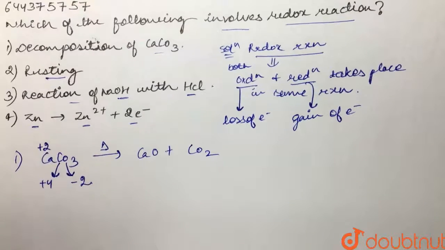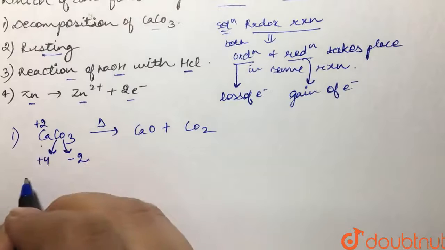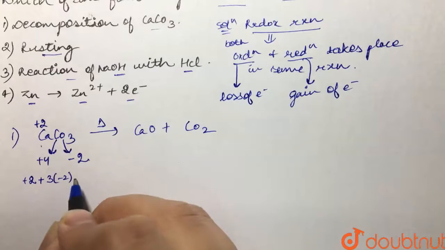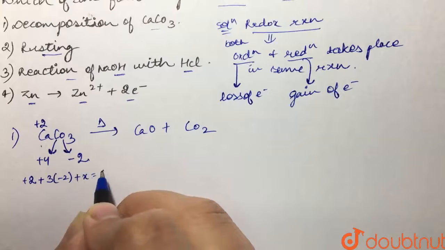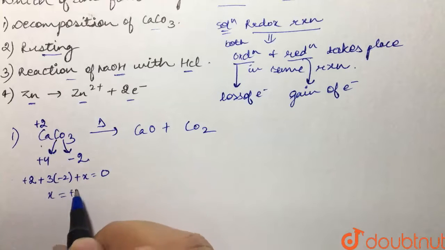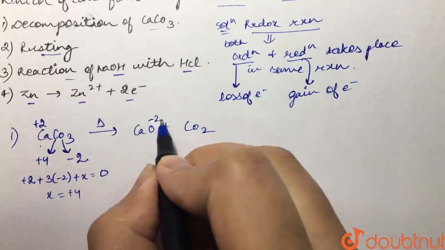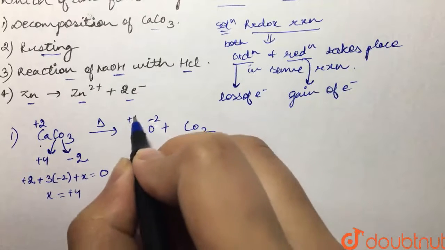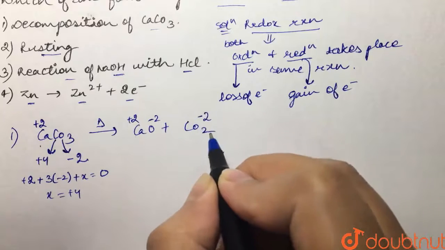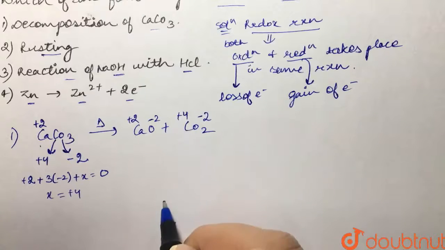We can also find out the oxidation number of carbon. For example, this is +2, and then we have 3 oxygen, each showing -2. This would be +x, and the sum would be equal to 0 because there is no charge on the species. So x would be equal to 6 minus 2, that is +4. Over here we have calcium oxide, oxygen would have -2 oxidation state and calcium would have +2. In carbon dioxide, 2 oxygen having -2 oxidation state, so carbon would have +4.